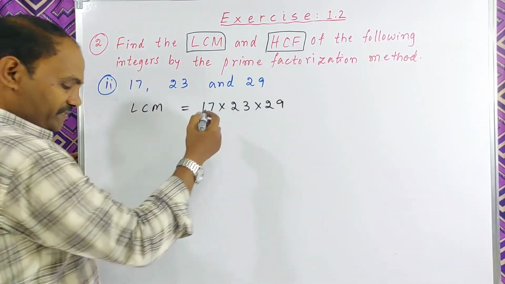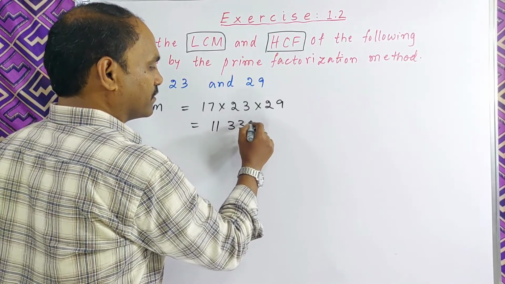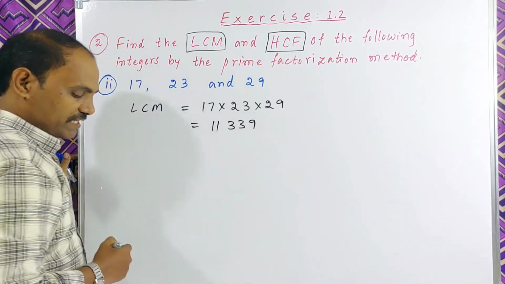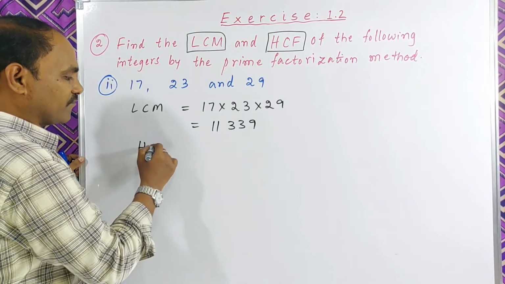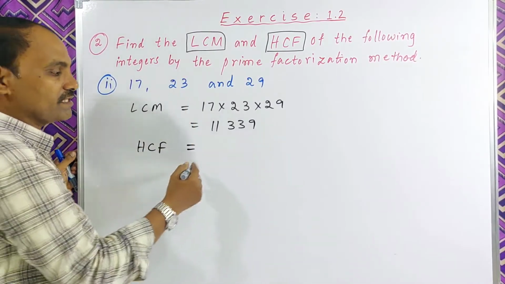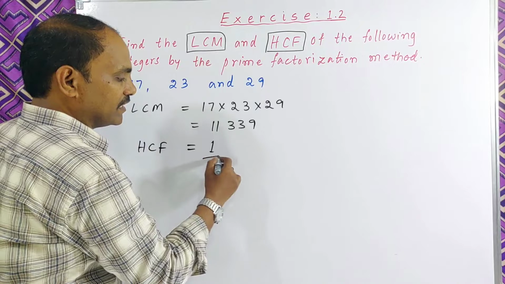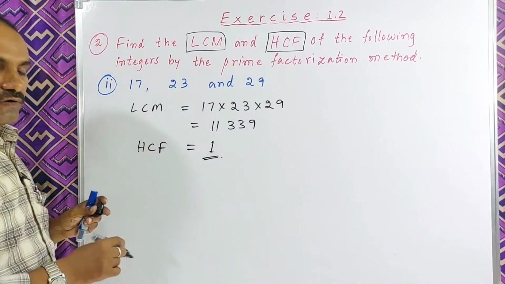What is the value of this one? When you multiply all these, you will get 11,339. What about HCF? No common factors are there. In this case, HCF is 1 only. Remember that HCF is 1 only.